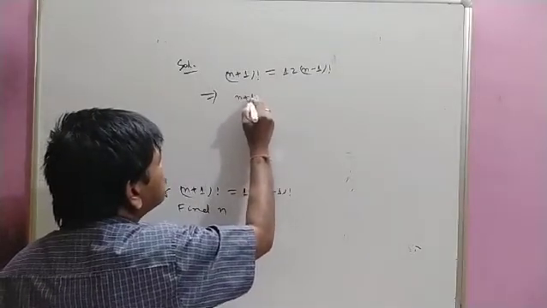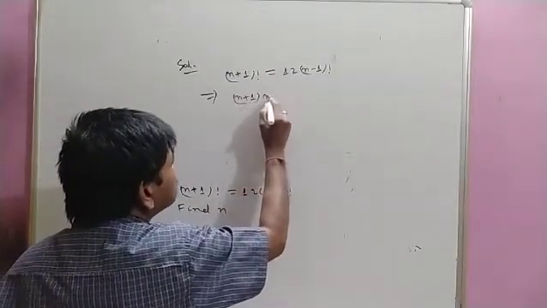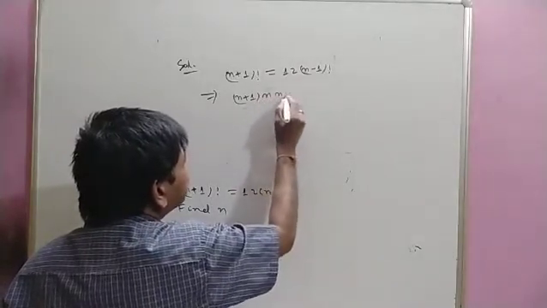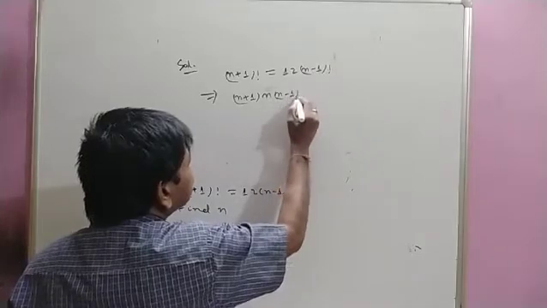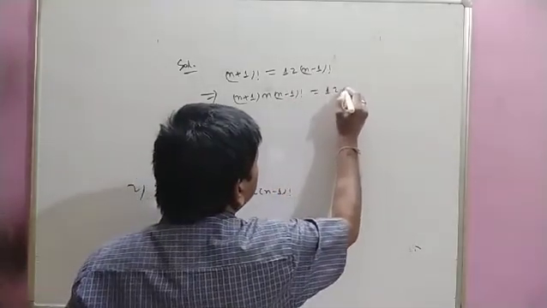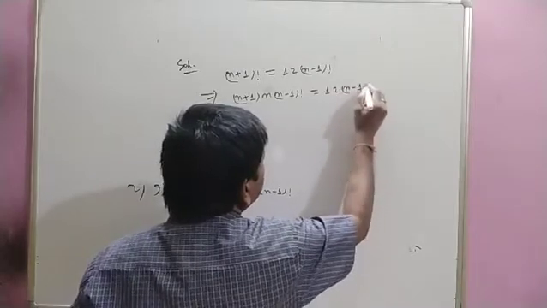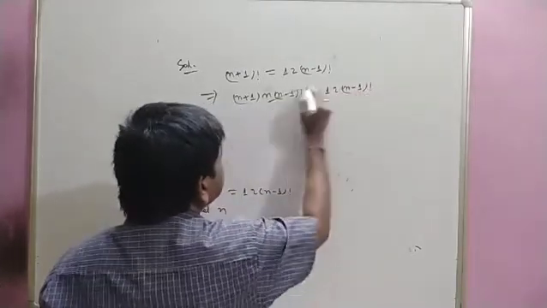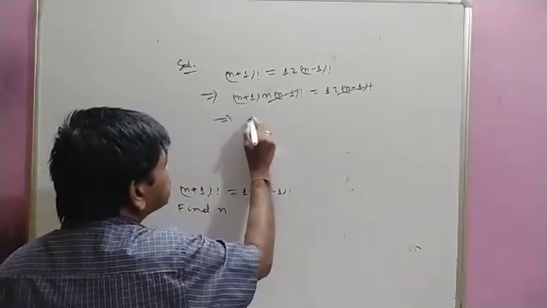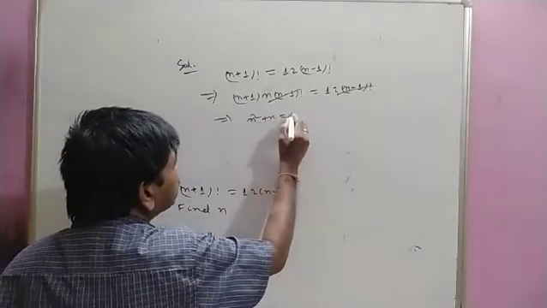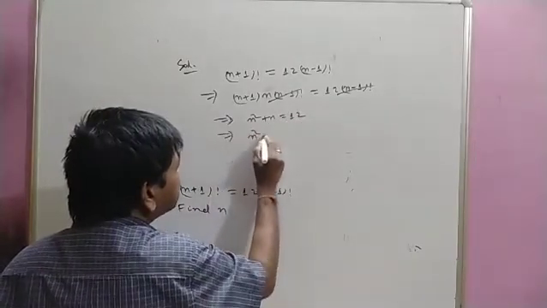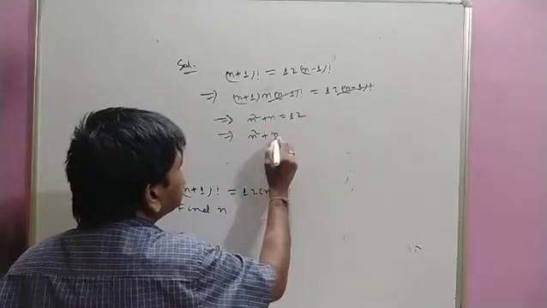So you can write n plus 1, then reduced by 1, it will be n plus 1 into n, again reduced by 1, so it will be n minus 1 factorial. The right hand side is 12 into n minus 1 factorial. Now this n minus 1 factorial will get cancelled. So now this becomes n into n plus 1, that is n square plus n is equal to 12. Then bring it to the left, this is n square plus n.